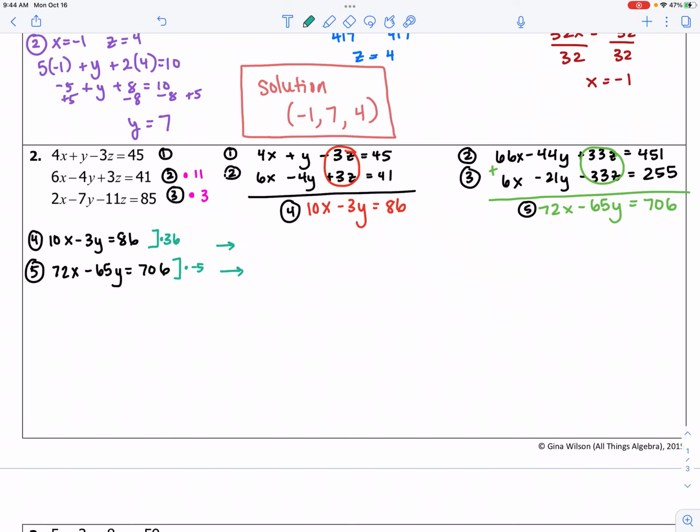So 36 times 10x is 360x. 36 times -3y is -108y. 36 times 86 is 3096. -5 times 72x is a -360x. -65y times -5 is a positive 325y. And 706 times -5 is a -3,530.